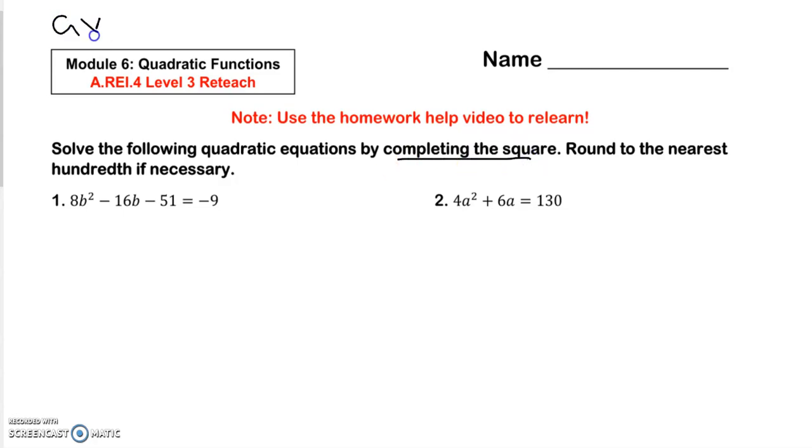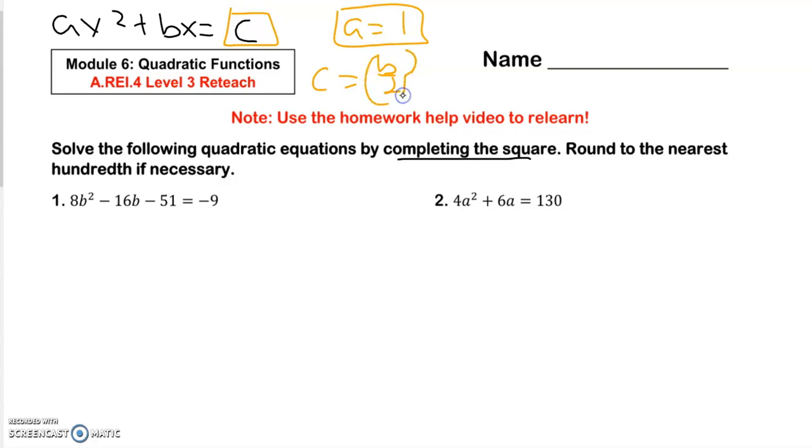So whenever we're doing completing the square, we need to make sure that we always have it set equal to C and A equals 1. If you don't have A equals 1, then you can't use this to help us get the number to add to both sides, and I call that my magic number. I'm going to go into that in detail in just a moment. Let me write that better. C equals B over 2 squared.